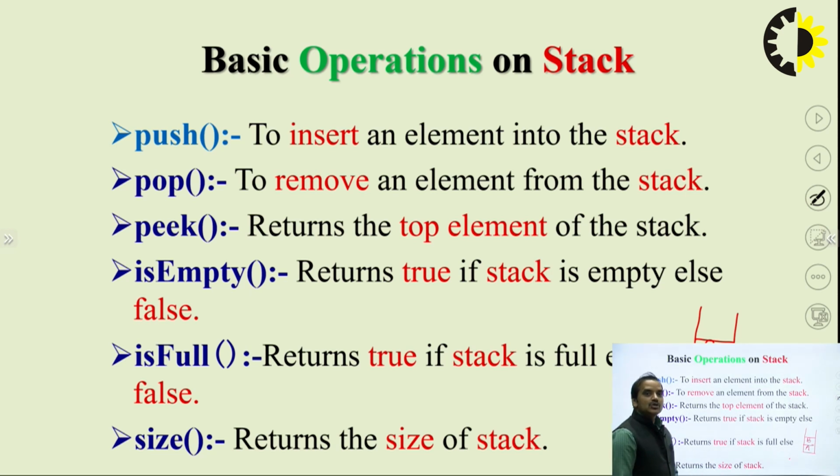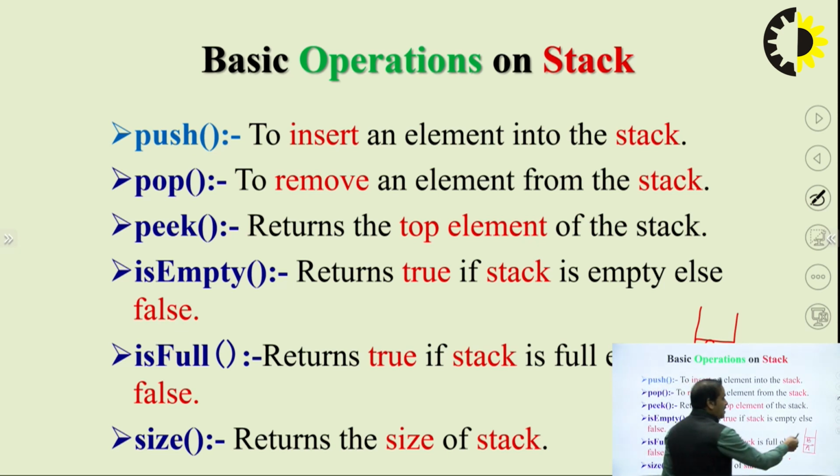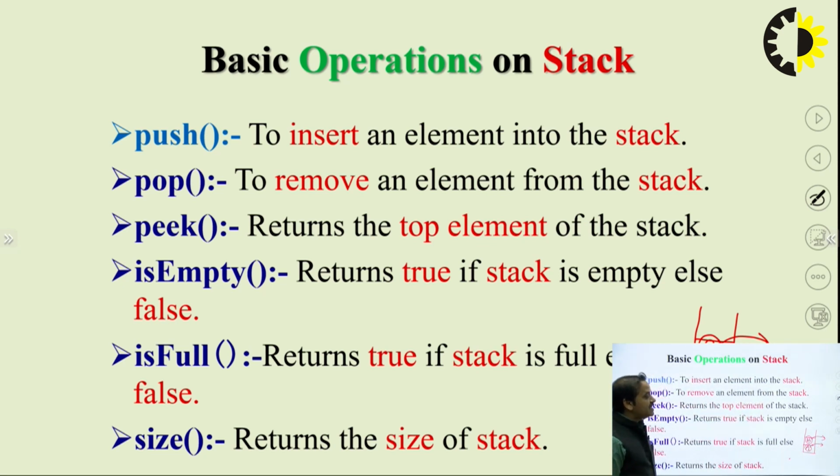The second operation is the pop operation. Pop is used to remove an element from the stack. As we know, operations in a stack are performed at the top of the stack. When we insert an element, it comes on top, and if we want to delete an element, the top element is deleted first, then the second top element is deleted next, and so on. We perform insertion and deletion here.